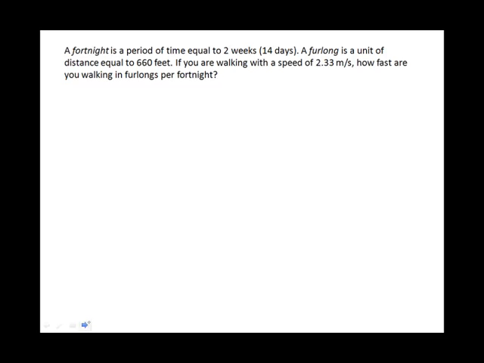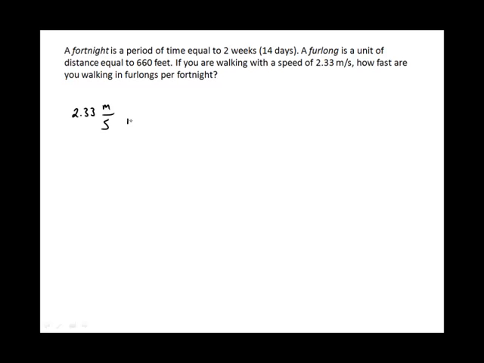Okay, let's try one more example. I define a fortnight as 2 weeks, so that's a length of time, and a furlong is a distance, which is equal to 660 feet. So if I am walking at 2.33 meters per second, I'm interested in how fast I'm walking in furlongs per fortnight. And so what I'm going to do is I'm going to convert the meters into furlongs, that's length to length, and I'm going to convert the seconds into fortnights, converting from time to time.